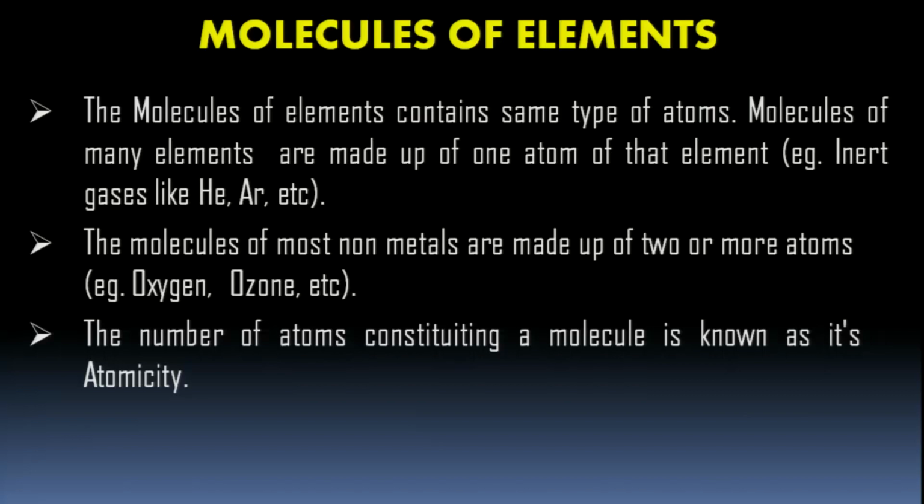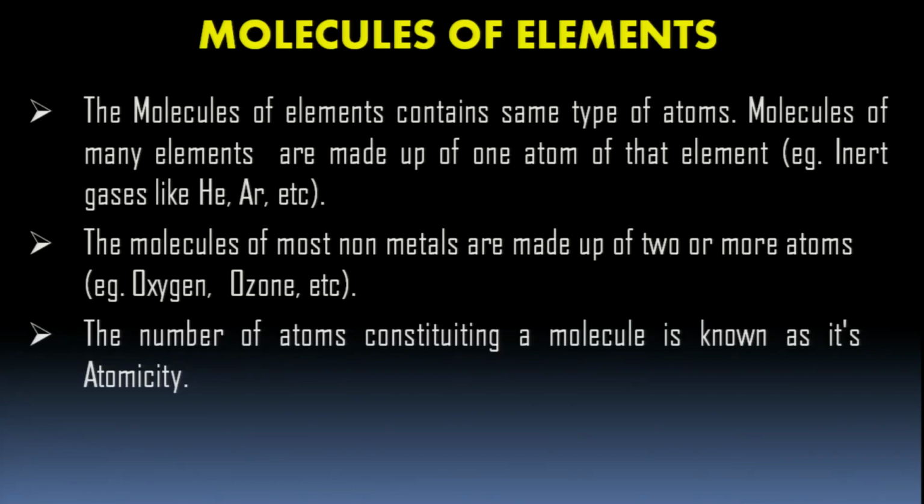Okay, like others, molecules of most nonmetals are made up of 2 or more atoms. Example, oxygen, O2, ozone, O3, chlorine, Cl2, nitrogen, N2. These are in gaseous forms. The number of atoms constituting a molecule is known as its atomicity. Okay, let's see what's that.